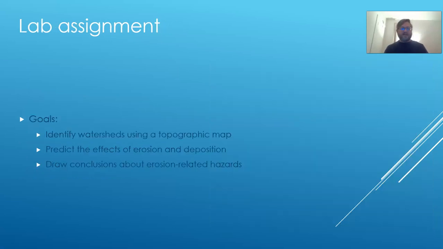So in your lab assignment, you're going to be using some topo maps to identify watersheds. You're going to be thinking about the effects of erosion and deposition in those areas and drawing some conclusions about the potential erosion-related hazards that different places might experience.